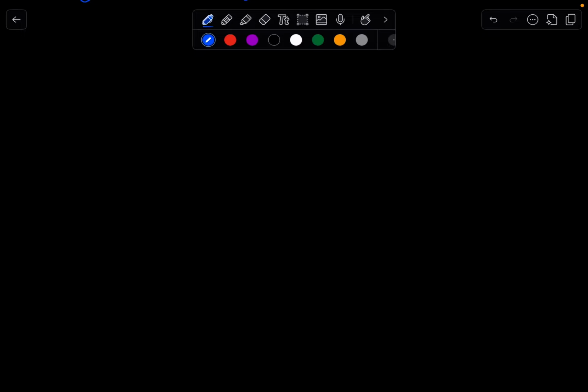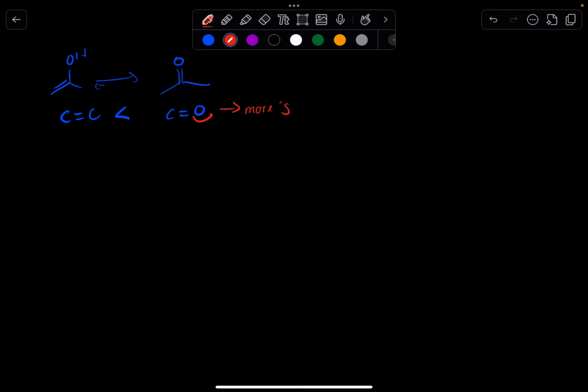So what is tautomerization? Tautomerization is the preference for a molecule to shift from an enol to a ketone. Now, why is this? This is because a CO double bond is a lot stronger than a CC double bond. And this comes from the ability of the CO double bond, the p orbital, to have more s character.